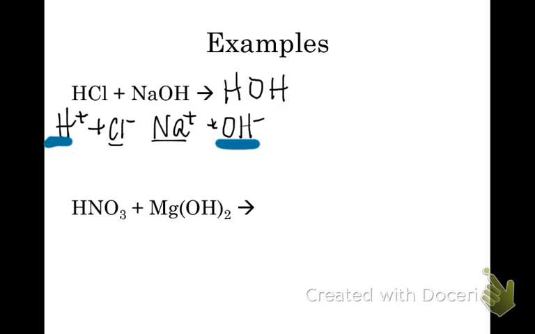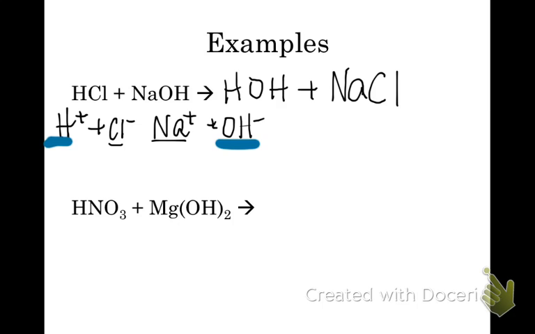We have Cl and Na. We know in all ionic compounds that the metal goes first, so it's NaCl. So this is one example of a neutralization reaction. We have hydrochloric acid plus sodium hydroxide produces water and salt, or a salt, which is sodium chloride. So let's take a look at the second example.